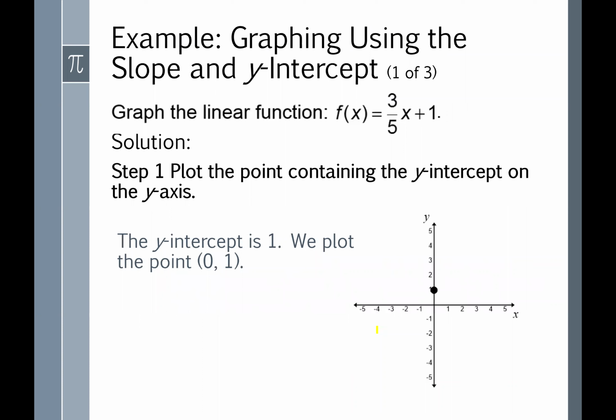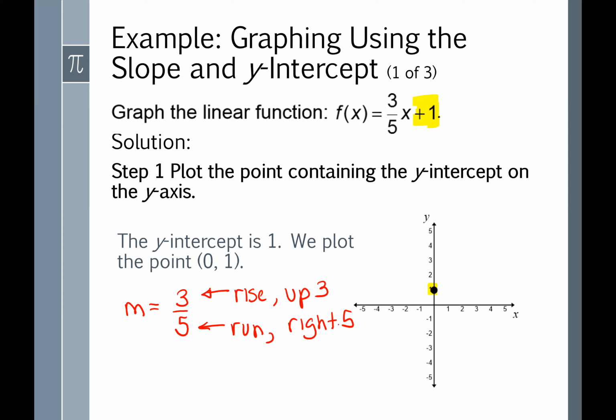So let's use the slope and the y-intercept to graph f of x equals 3/5 x plus 1. All right, so the constant is our y-intercept. So we're going to plot a point at y equals 1. So we're going to plot the y-intercept. And then we're going to look at the slope. The slope is 3/5. So we're going to go up 3. So this is the rise. So we're going to go up 3. And this is the run. And we're going to go to the right 5.